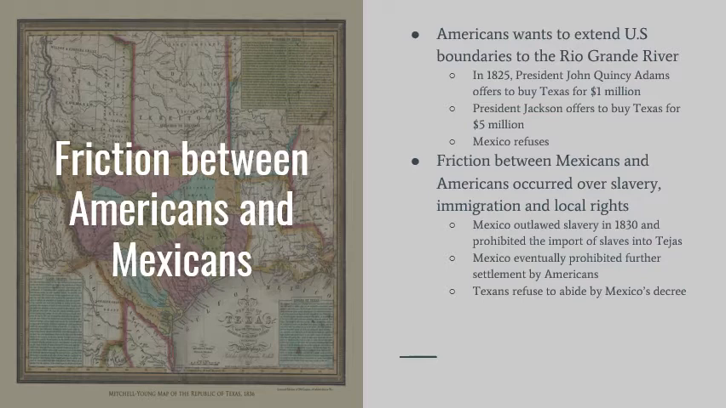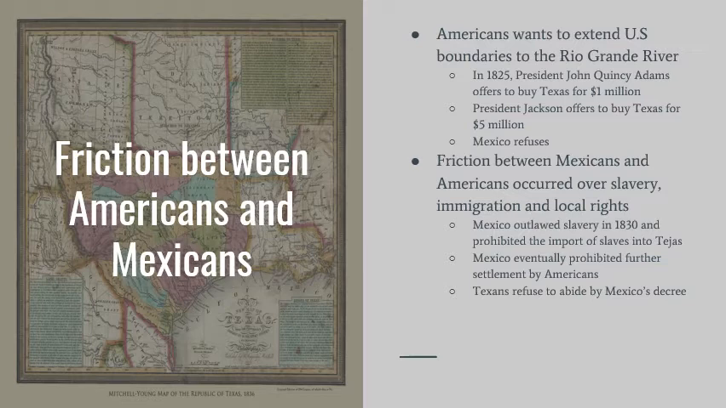There's also a lot of increased tensions occurring between Mexicans and Americans over issues like slavery, immigration, and local rights. So in terms of local rights, the Americans living in Texas, or Texans, believed in states' rights, while Mexicans favored a strong central government. Perhaps more important was the issue of slavery. Mexico outlawed slavery in 1830 and prohibited the import of slaves into Texas, but Texans refused to listen to Mexico.